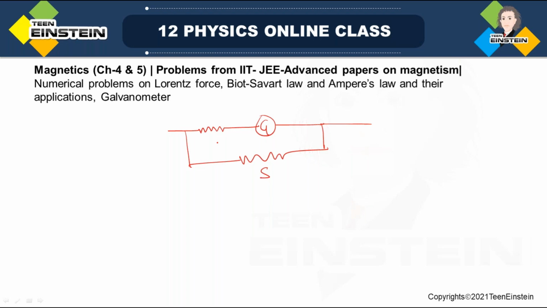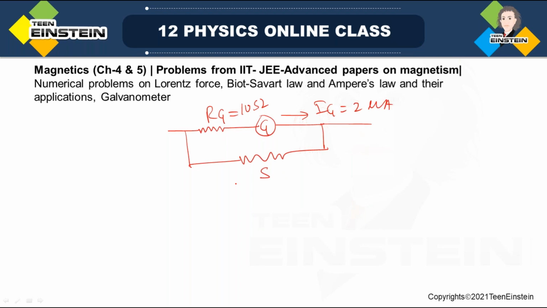See, this is the S, you know that we have already discussed. We have to connect a very small resistance in parallel with the galvanometer, which is called a shunt. So we have to shunt the galvanometer. Rg is 10 ohm. Ig, we know, is 2 microampere.